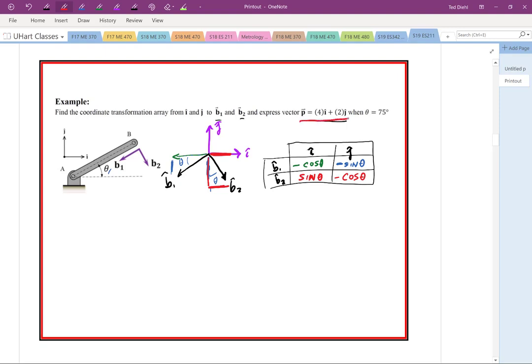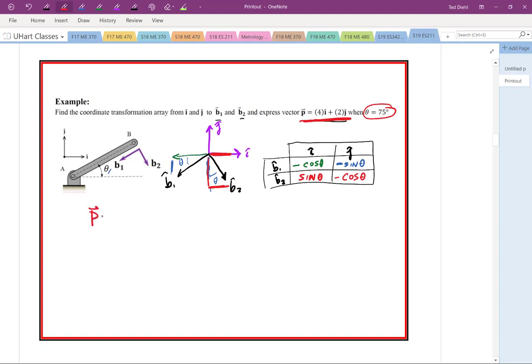If we want to try to now take for this setup here with theta is 75, we have, let's say, we can call this a force maybe. It's just some vector that now we want to turn from I and J into in terms of B1 and B2. So what we do is we read now down these columns, right? So we turn I into B1 and B2.